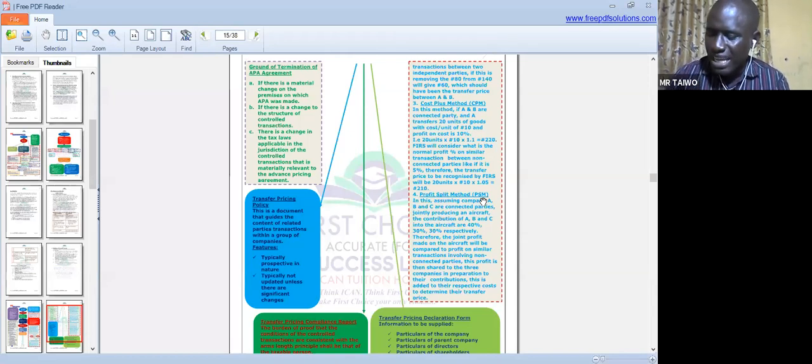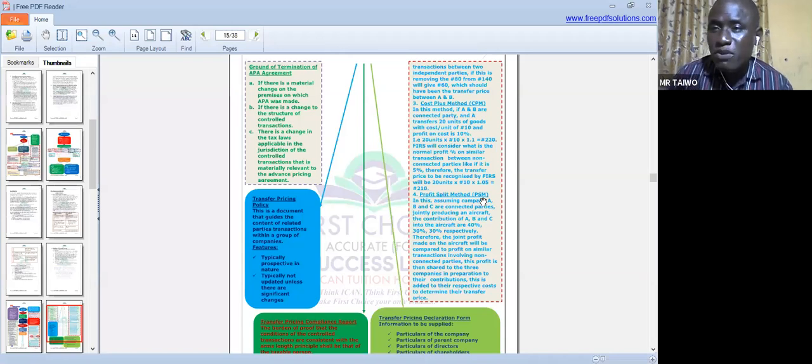Now, the proportion of division A's contribution to that job is 40%. Why C happens to be 30%? Why B is also 30%? Making what? 100%. 40, 30, 30. Now, A will have his own cost. B will have his own cost. C will have his own cost.